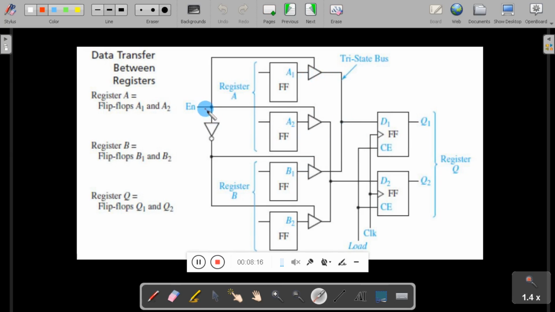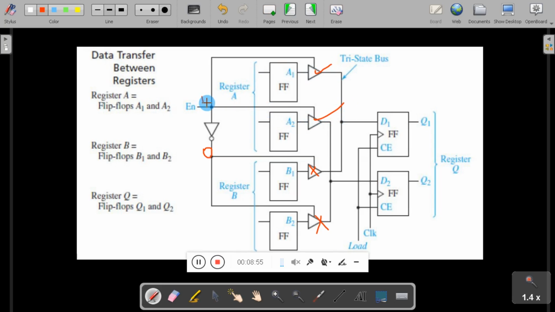So when the enable signal is 1, then the output of this inverter becomes 0, which in turn disables this tri-state buffer, this and this buffer. Now on the other hand, this will enable this buffer and this buffer.